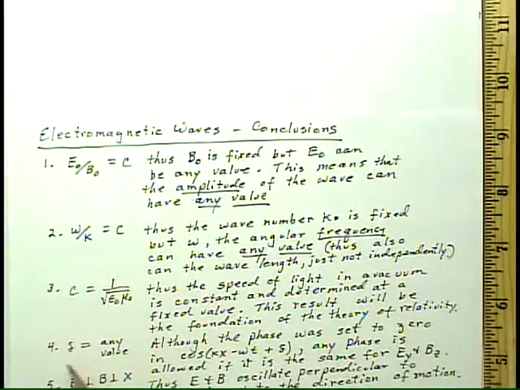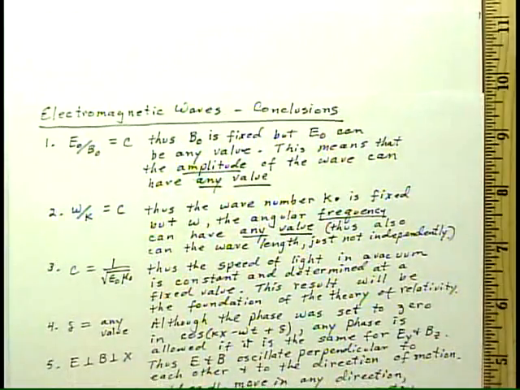So, summarizing for number 4, we can have any relative phase for the wave as a whole, but that phase must be the same for both the electric and the magnetic field. They are in phase with each other.